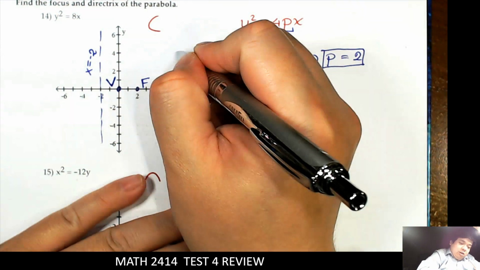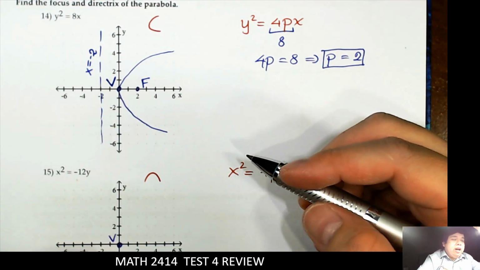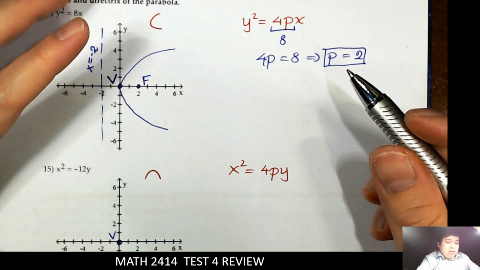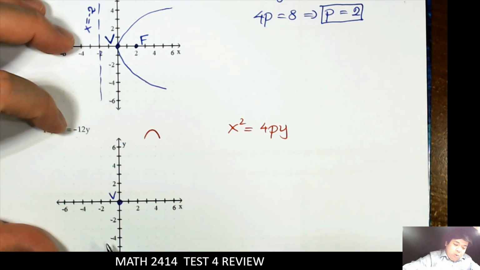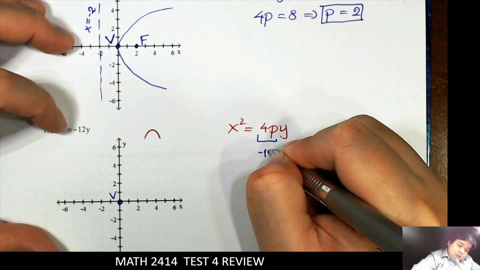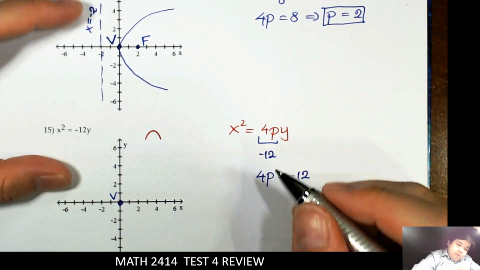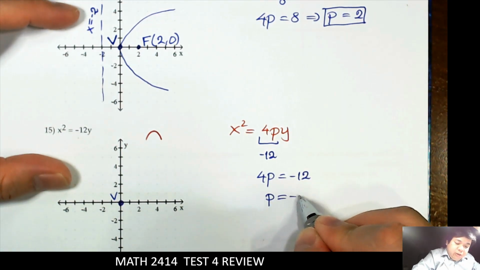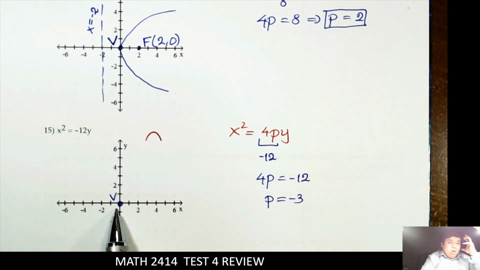The focus here is 2 and 0, so the parabola opens in that direction. Again, y squared equal to positive x is going to be to the right. And this one, the vertex is here, and we're going to match that with the -12. And so 4p equal to -12. So p is equal to -3, which means from this we go -3 distance to get from the vertex to the focus.